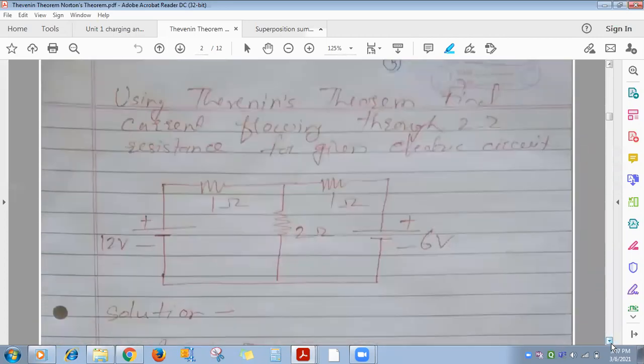Now draw this circuit, everyone. Simple circuit I'm going to take first, and then slightly difficult will take. Two numericals we are going to take on Thevenin's theorem, and the material I already forwarded to you, so 2-3 more you can practice at home. Whatever the material I forwarded, that is enough.